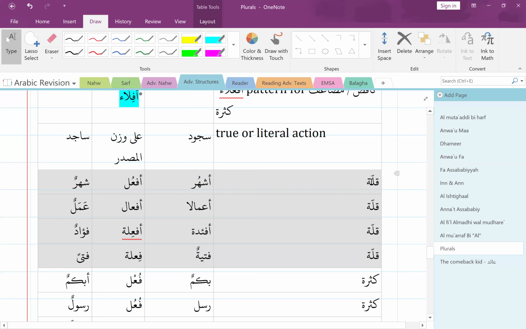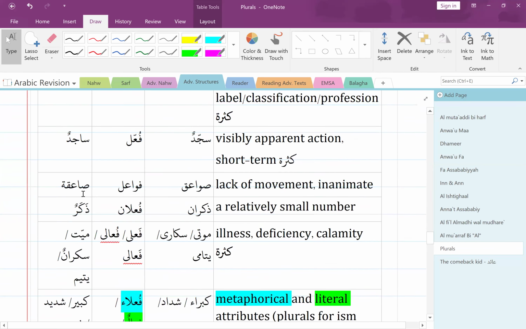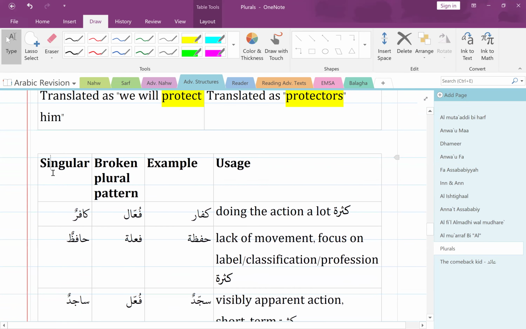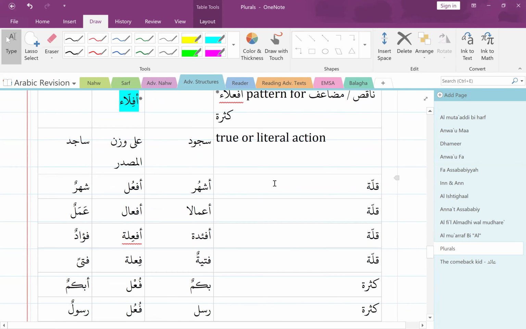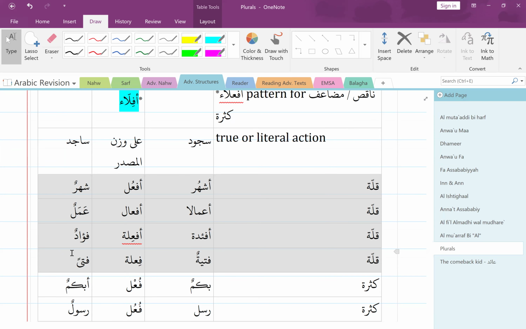So the first pattern is basically shuhrun is 1, is singular. Okay, so let me show you how I arrange this table. So the first part is the singular version of it. Then you have the broken plural pattern of it, like the container it goes in. And then you have an example. And then, of course, you have a usage, how it is used. So that's basically how it goes. So I'm going to start with the qilla versions, these ones, and then we'll go to the rest, all of them are about kathra, all of them. So these are the only ones that are for lesser plurals.